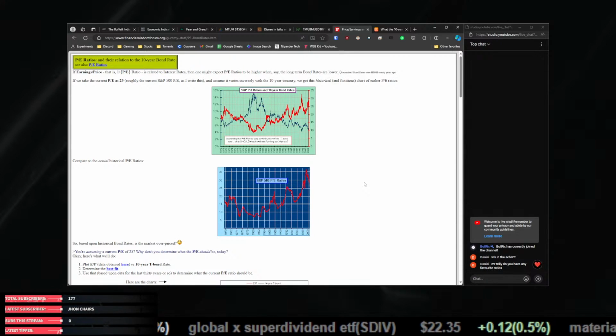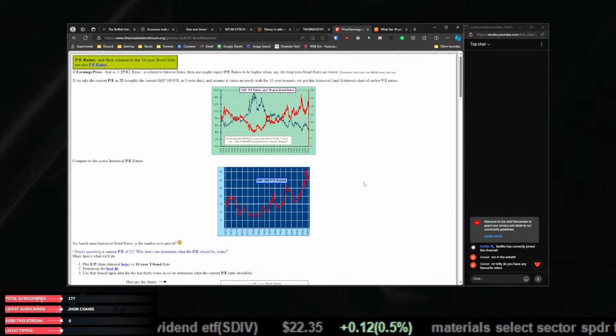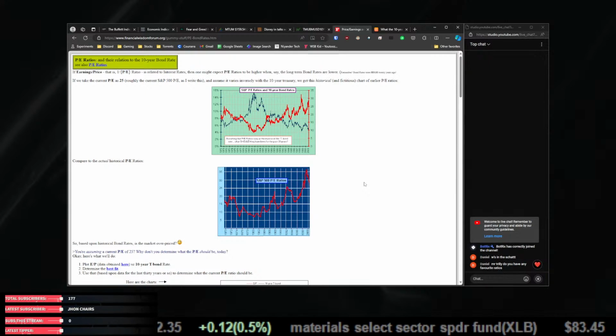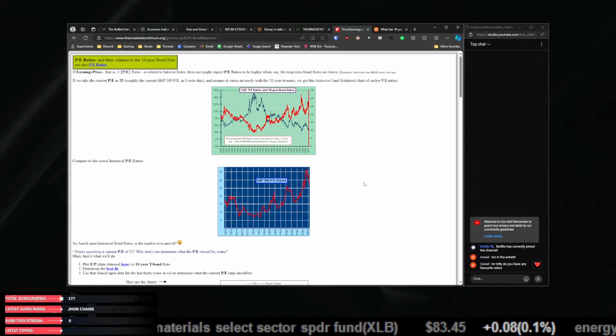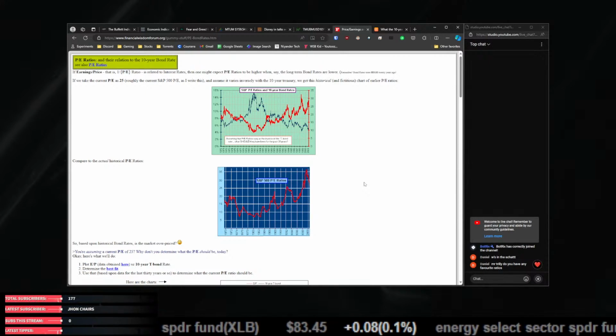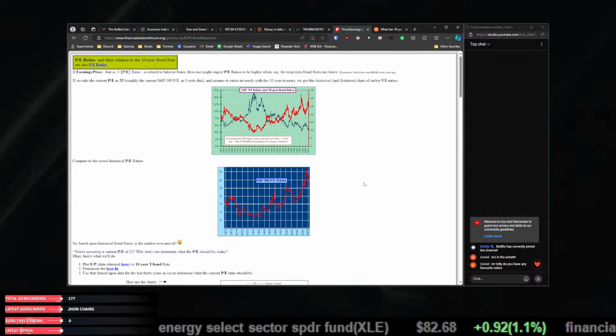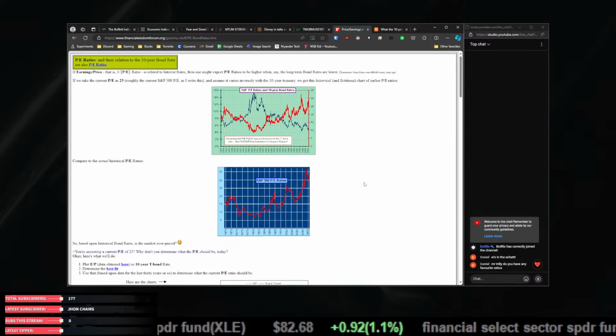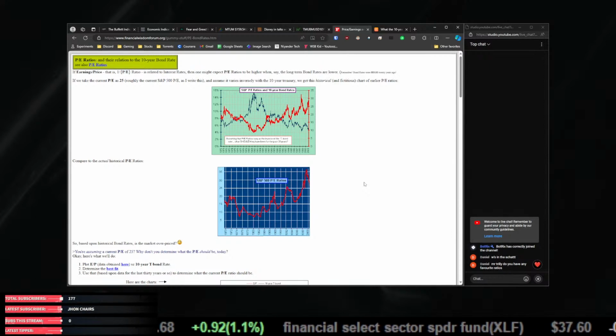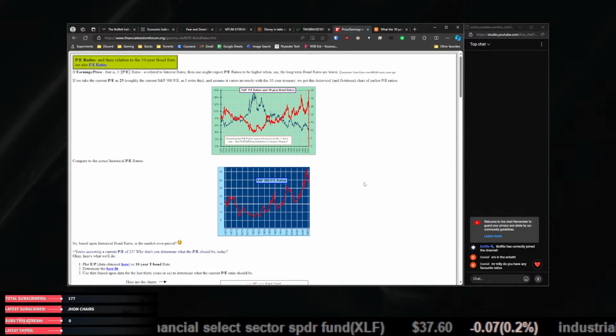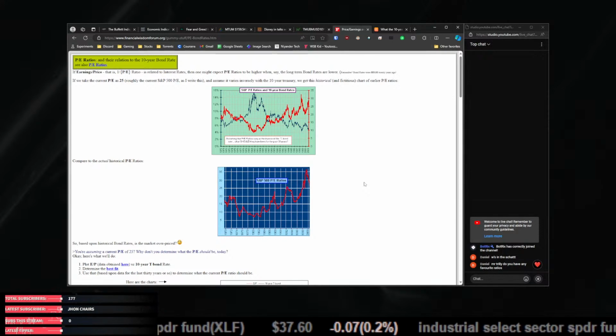Comparing the PE ratio to the 10-year bond rate will tell you whether or not a company is overvalued or undervalued compared to the entire economy. It's not definitive, but it's a really good way of assessing whether the company is over or undervalued compared to the economy.